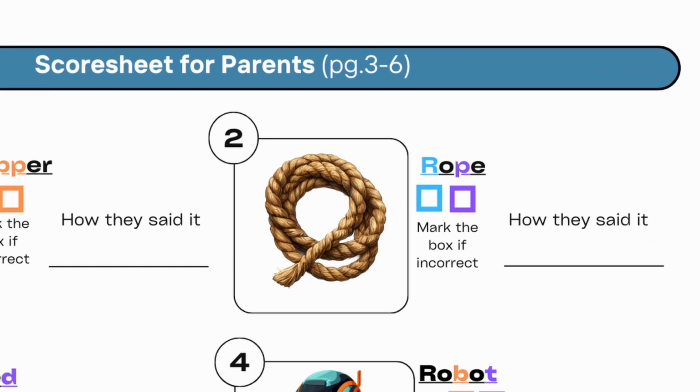For this first example, you're testing the word rope. Your child says wope, then underneath the R, since that's where the mistake is being made, you would put an X on that box. And over here, where it says how they said it, you would write it down, wope, to help you remember how it was pronounced.